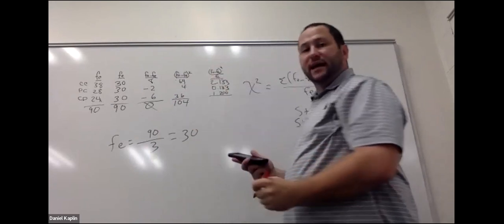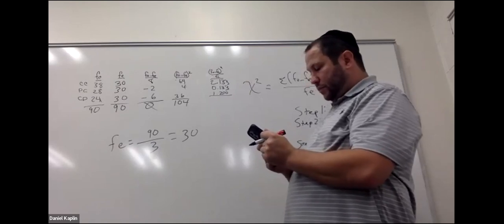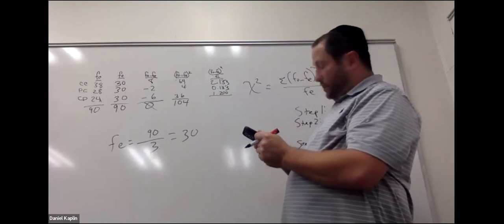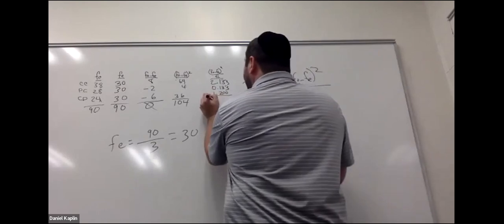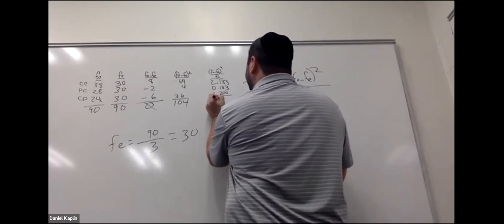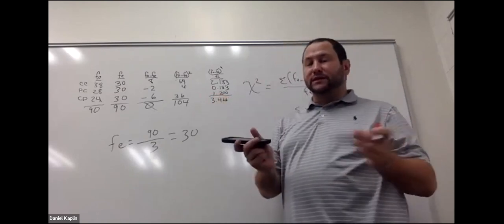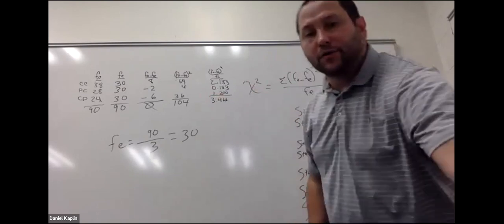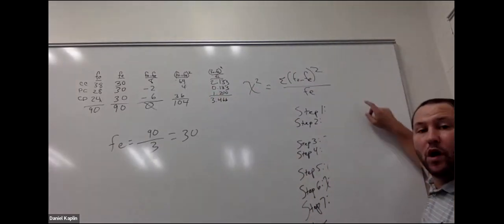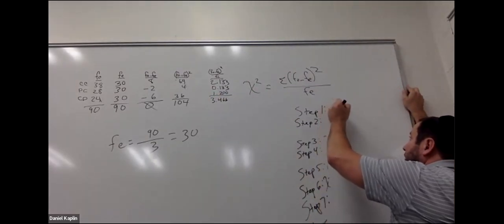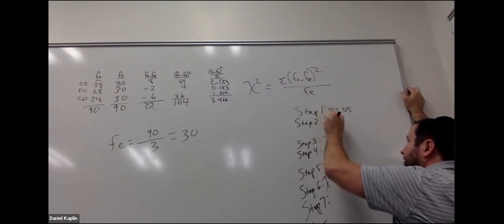Now I'm going to add this up, right? So if I add this up, I get 1.2 plus 0.133 plus 2.133. If I add that up, I get a total chi-square value of 3.466. Now, same rules apply. Once I have my chi-square, I'm going to run it through my 8 steps. So step 1 was our alpha. We said 0.05. Step 2 was our null hypothesis.